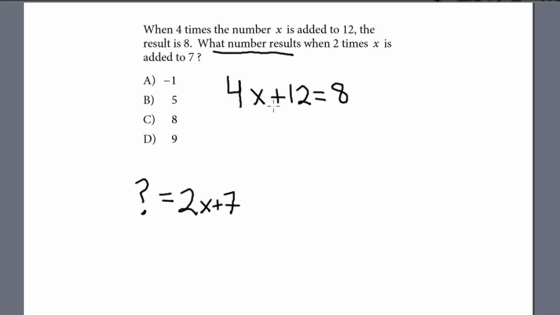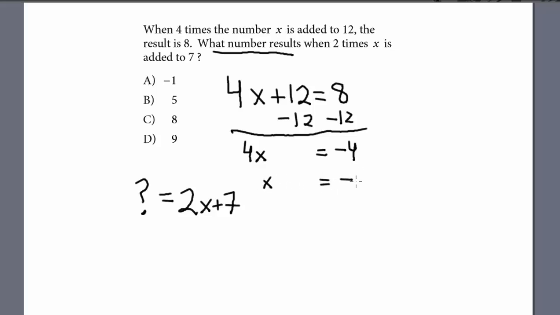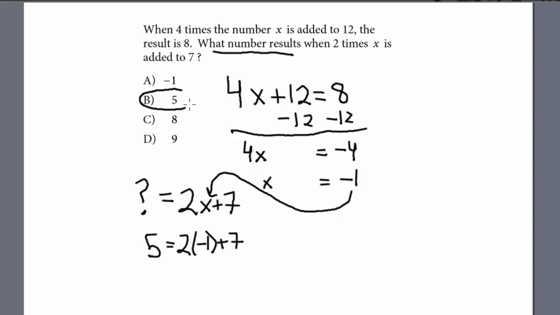Okay, we can easily treat this as a two-step equation. You can subtract 12 from both sides. You end up with 4x is equal to -4, in which case we get x is equal to -1. We just plug it right in: 2 times -1 plus 7 gives us -2 plus 7, which is 5, and that's our answer. So that's a nice warm-up problem.